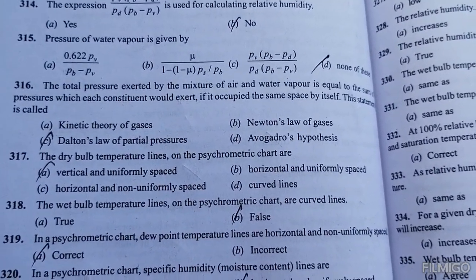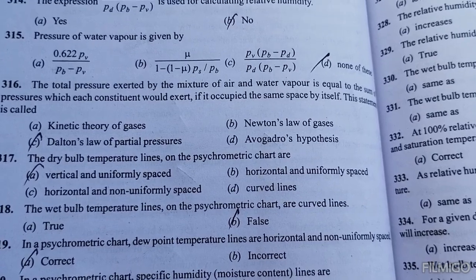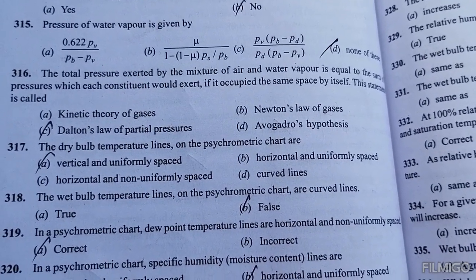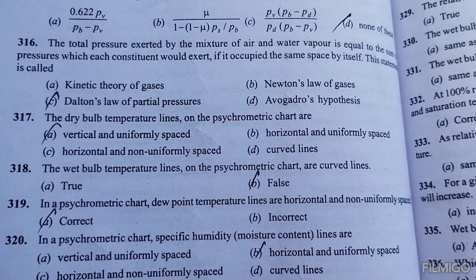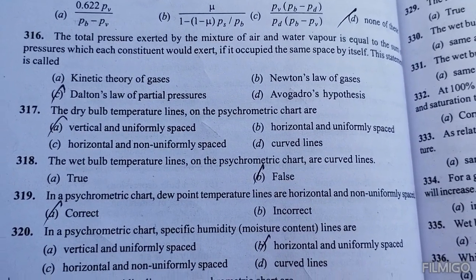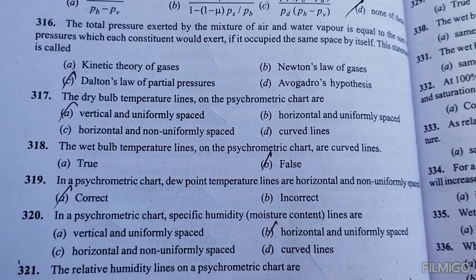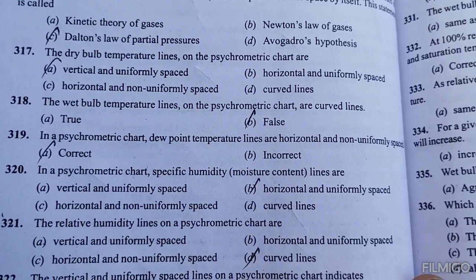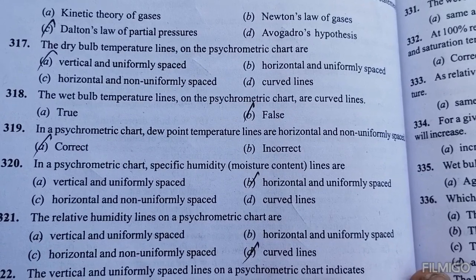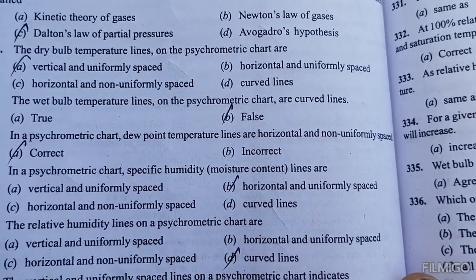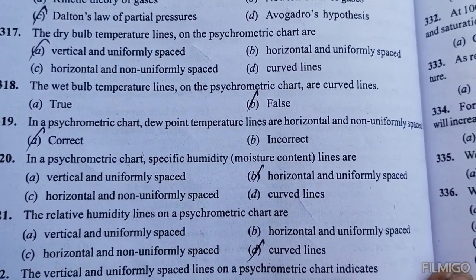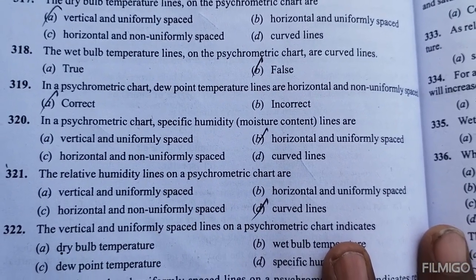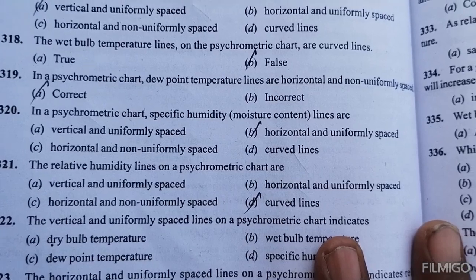The total pressure exerted by the mixture is the sum of the partial pressures of its constituents. This statement is called Dalton's law of partial pressure. The dry bulb temperature lines on a psychrometric chart are vertical and uniformly spaced. The wet bulb temperature lines on the psychrometric chart are curved lines: false. On a psychrometric chart, the dew point temperature lines are horizontal and non-uniformly spaced: correct. On a psychrometric chart, the specific humidity lines are horizontal and uniformly spaced.